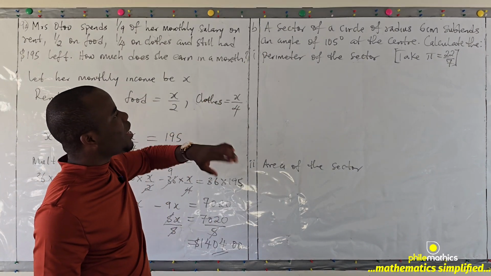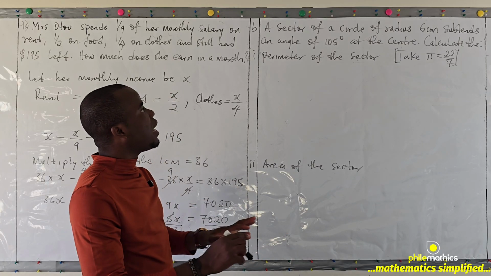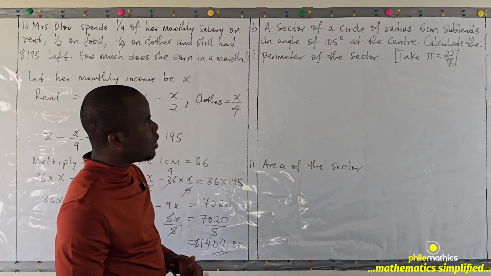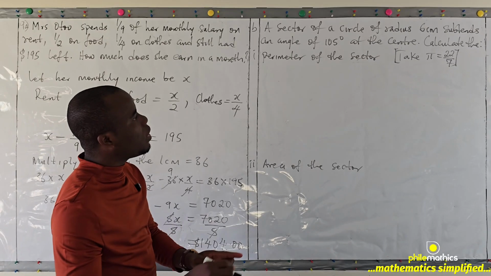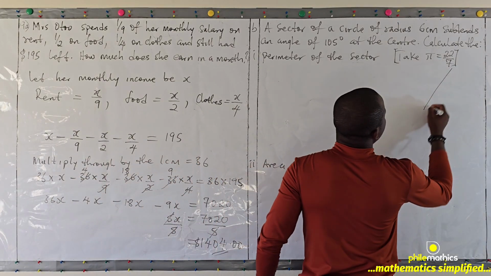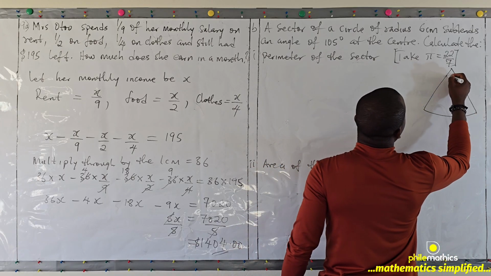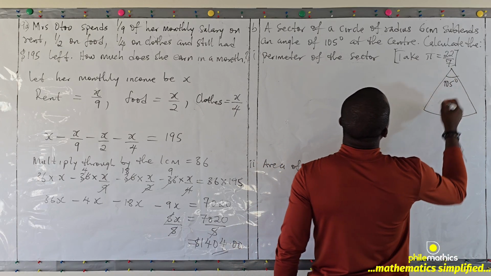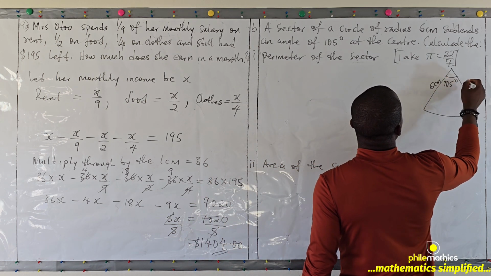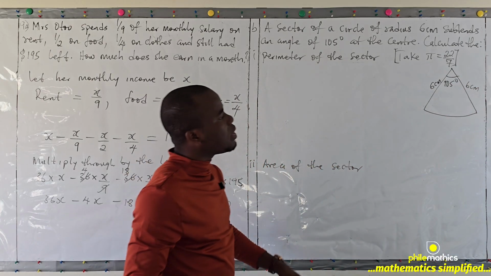B says a sector of a circle of radius 6 cm subtends an angle of 105 degrees at the center. Calculate the perimeter of the sector. So remember what a sector is. You have this and you have this. We are told that the angle here is 105 degrees and the radius is 6 cm.